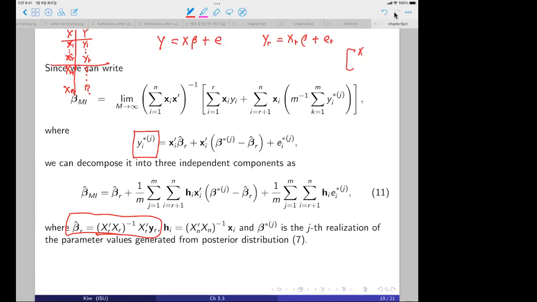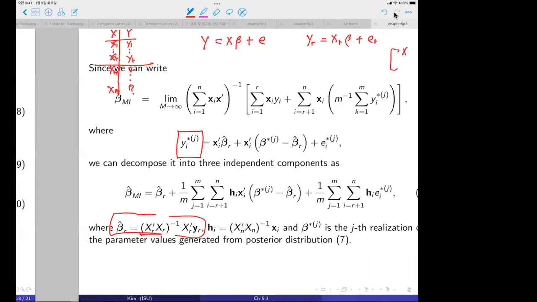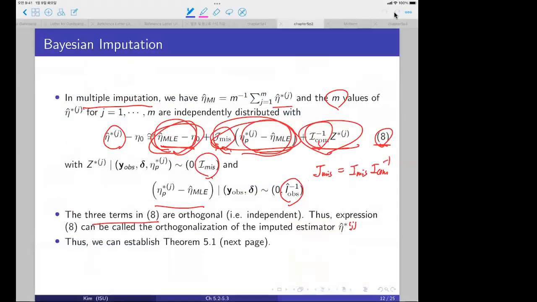Well, you mean that this one should be beta hat n, right? Right. So, no, actually, that's not true. Okay, that's a good question. So I should make it clear that what I mean here is the MLE with missing data. Right, so I should make it clear.